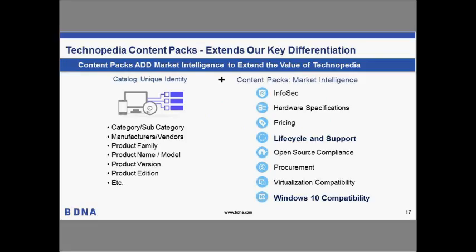Our Technopedia content packs, this is a bit more detail about our enrichment processes. You can see here, these are the available content packs presently for our platform. InfoSec, security products for CVE, CPE vulnerabilities aligned to the NIST database, hardware specifications, pricing information, lifecycle and support for manufacturers of both hardware and software information, open source compliance, procurement integrations, virtualization compatibility, and Windows 10 compatibility.